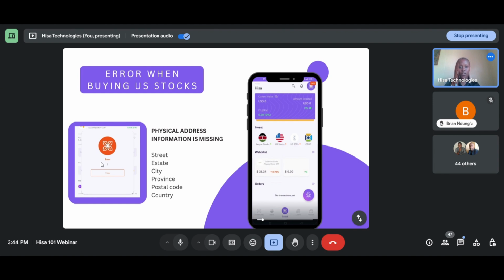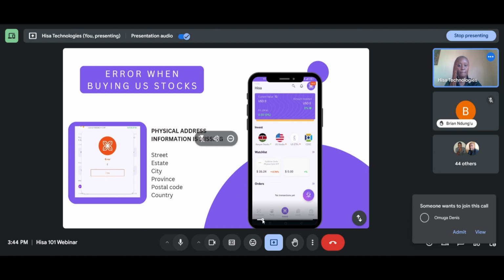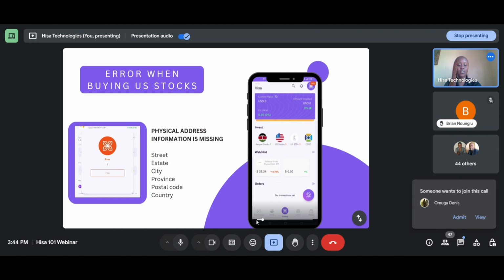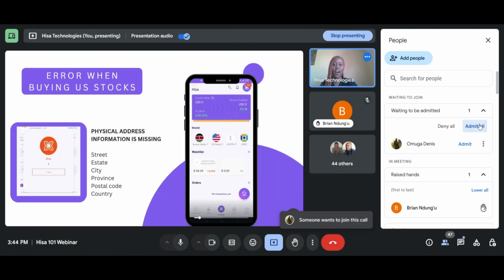So in case you see this error, just know that the information that is missing is your physical address information, and this includes the street, the estate, your city, province, postal code, and the country you are in. Okay, so let's see how you can add your physical address information.